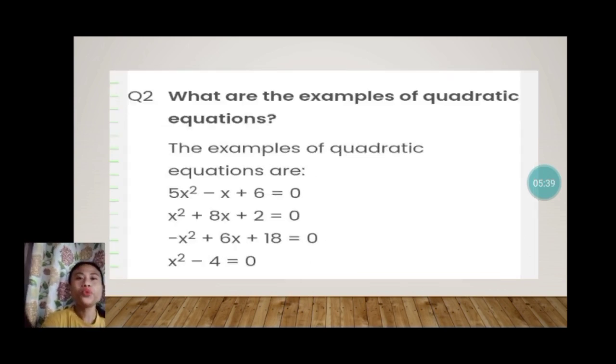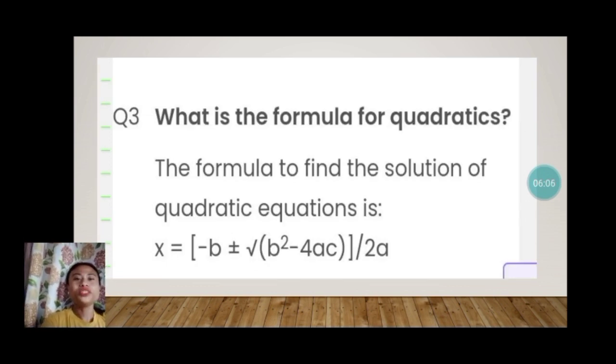Number 2 question. What are examples of quadratic equations? The examples of quadratic equations are 5x squared minus x plus 6 equals 0, x squared plus 8x plus 2 equals 0, negative x squared plus 6x plus 18 equals 0, and x squared minus 4 equals 0.